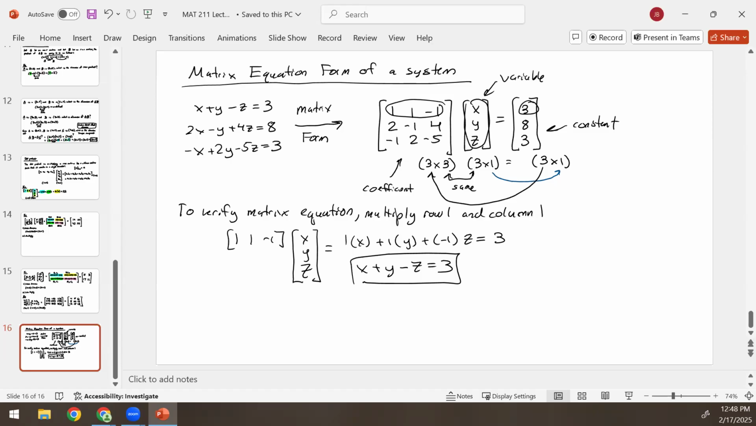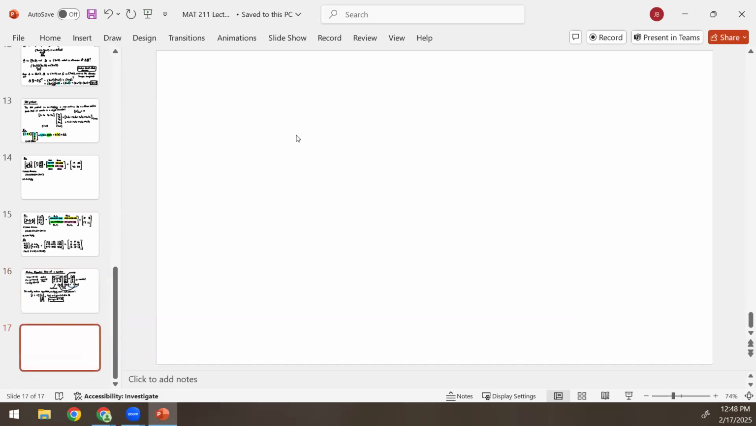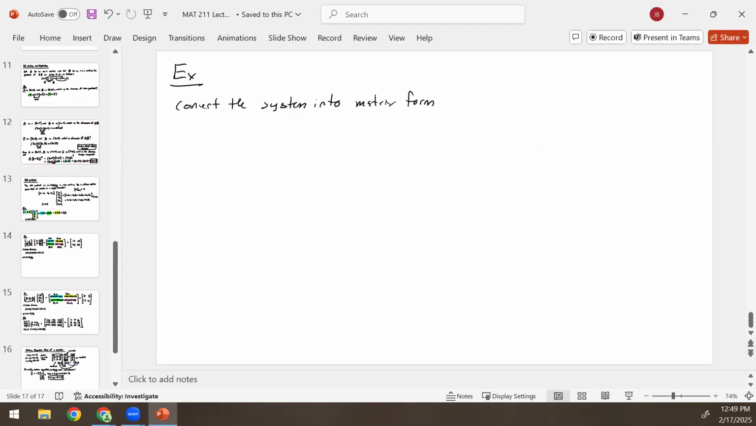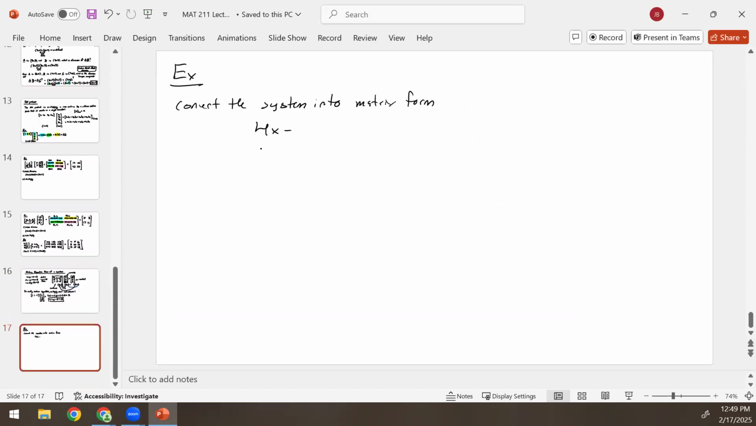And so one of the things that you're going to practice in the first set of homeworks is just conversions, right? Converting it into a system. And then maybe they ask you to multiply out a matrix system back into system form. So let's just practice that real quick. Convert the system into matrix form: 4x minus 2y equals 3, and then 5x equals 7.